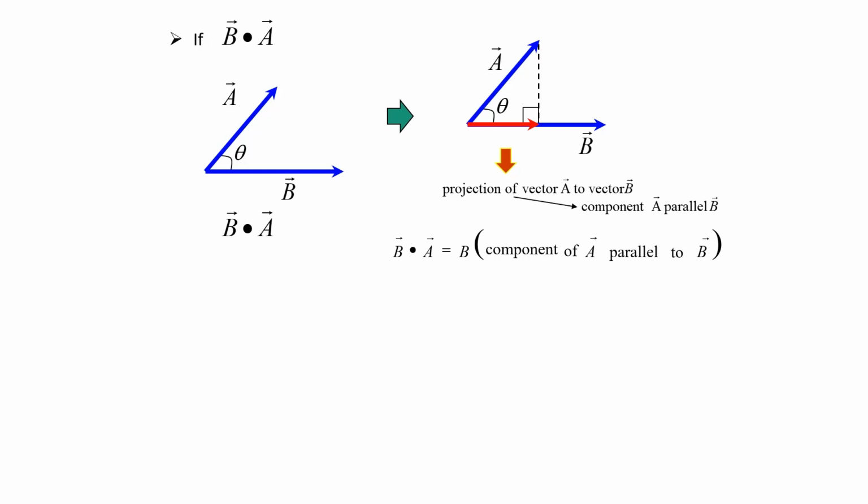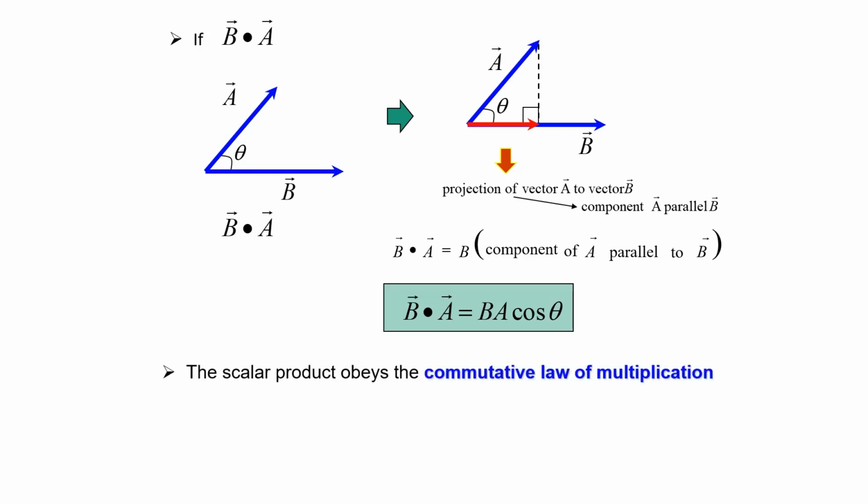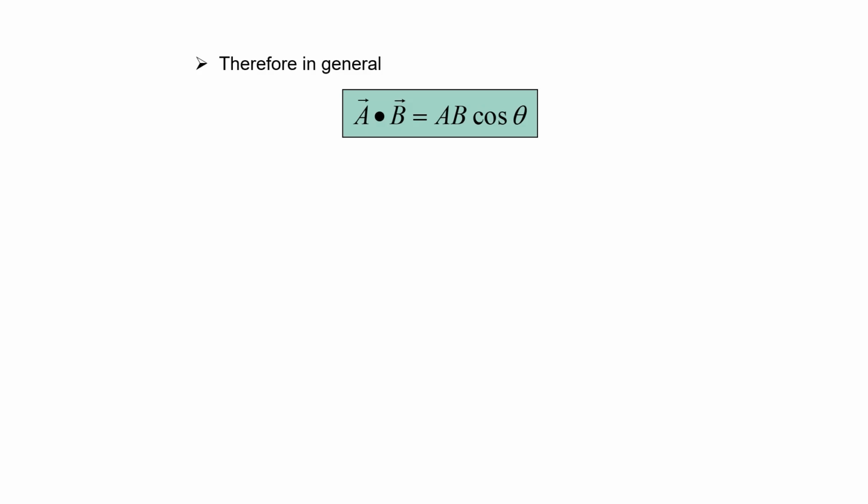B dot A will be equal to the magnitude of B times the component of A parallel to B, or mathematically we can write B dot A is equal to BA cos theta. The scalar product obeys the commutative law of multiplication. Therefore, A dot B will be equal to B dot A. Therefore, in general, vector A dot vector B is equal to AB cos theta. Theta is the angle between two vectors.